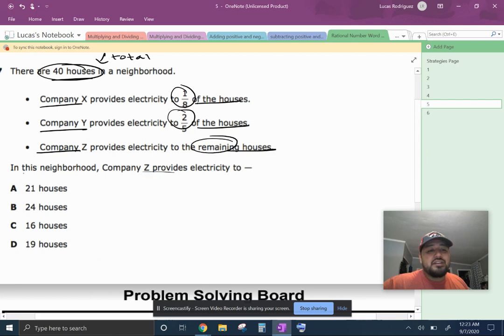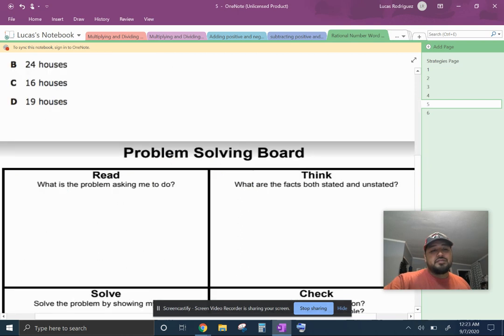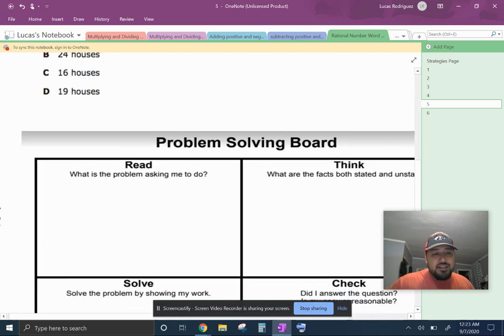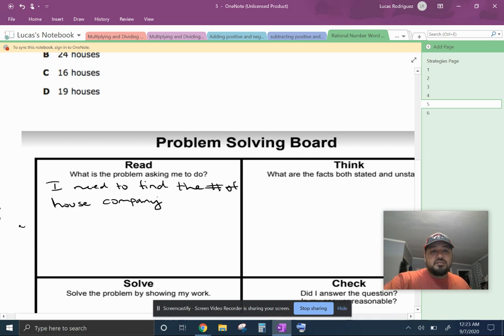So in this neighborhood, Company Z provides electricity to, and they want us to name the number of houses. So in my I need to find statement, I'm going to put: I need to find the number of houses Company Z.